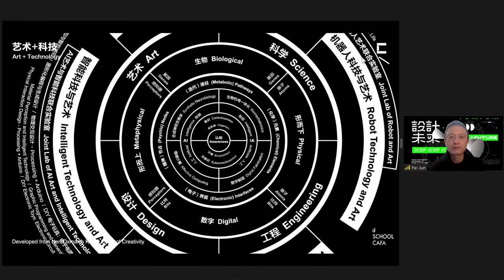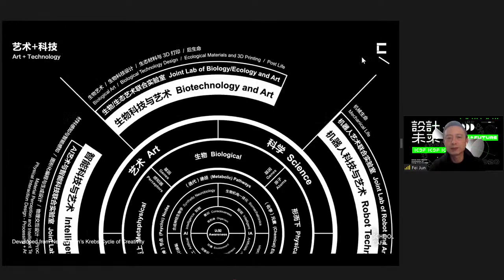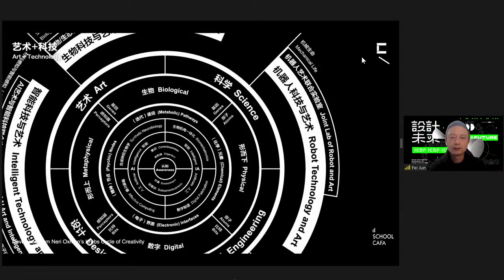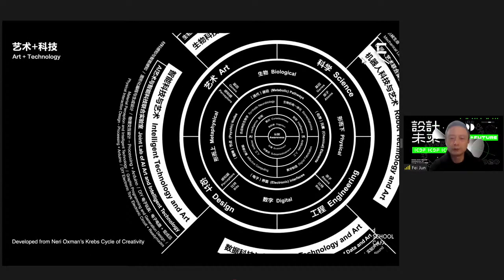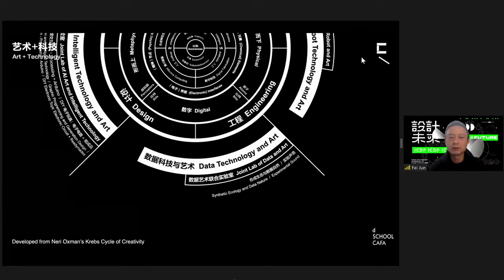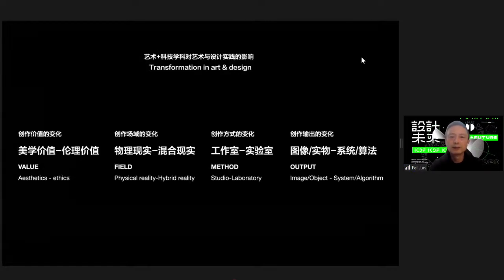So this creation cycle is the basis in four areas we are developing the study and the research of art and the technology. One is the biotechnology and art. Second, robot technology and art. Third, the intelligent technology and art, and also data technology and art. Related to that, we have also developed some joint labs and courses. Due to time limit, I cannot go through the details here.